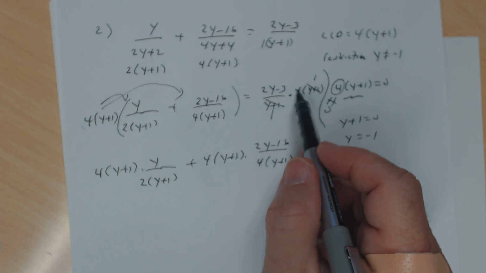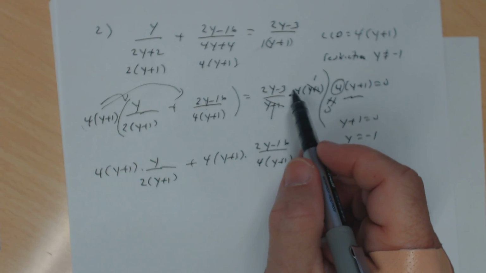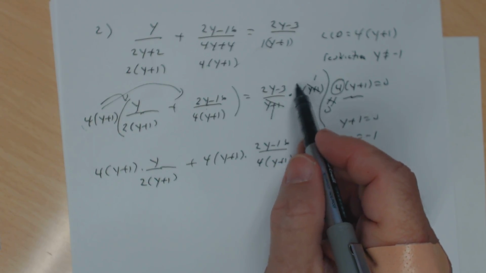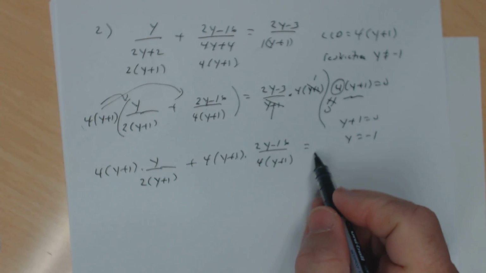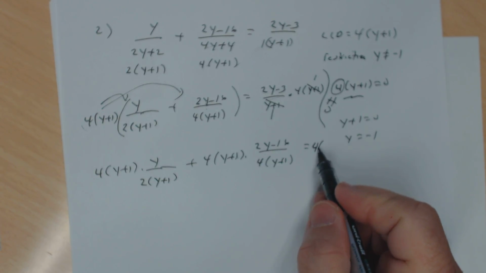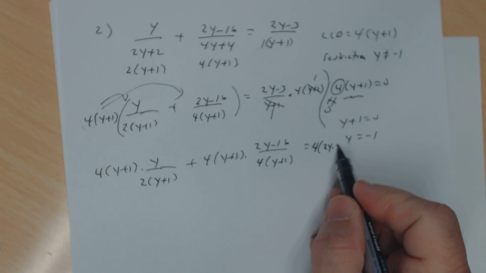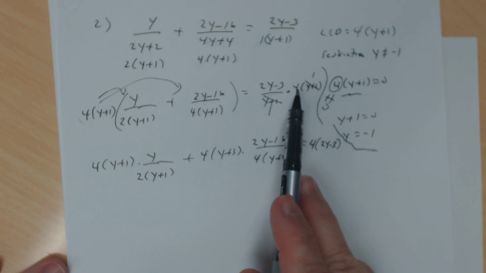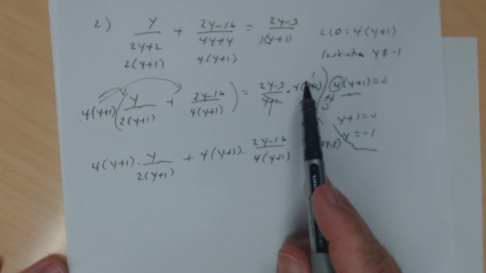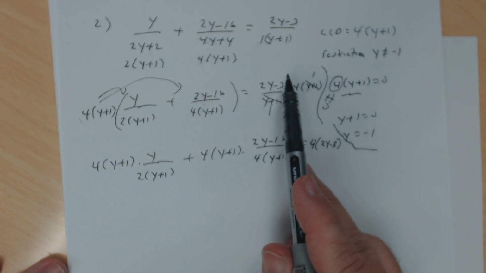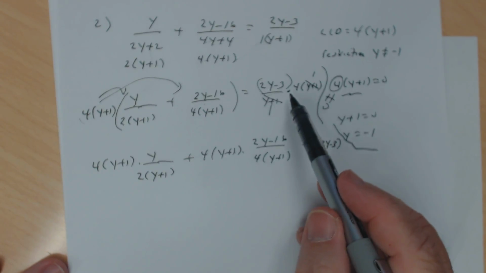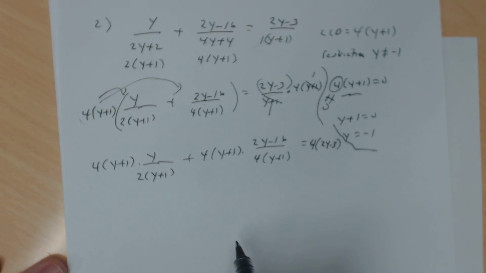if you're not careful, you're going to say 4 times a negative 3 is a negative 12, and you're going to say 2y minus 12, and that's not true. It's 4 times this whole thing, so really this is what you have. Make sure you understand this. It's 4 times 2y minus 3, just like this. 4 times 1 is 4, and so that's 4. If you need to, put that in parentheses. 4 times 2y minus 3.